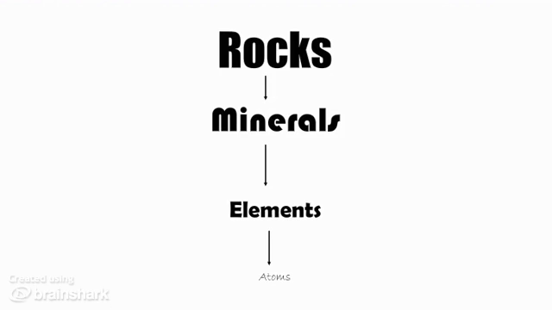To understand what minerals are, we first have to break them down and see what they're made of. On this screen, we have a visual of that. Rocks are the big topic. And then, like we talked about, rocks are made of minerals. All minerals are made up of different elements, and then elements are made of atoms.